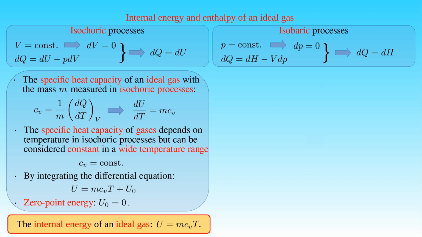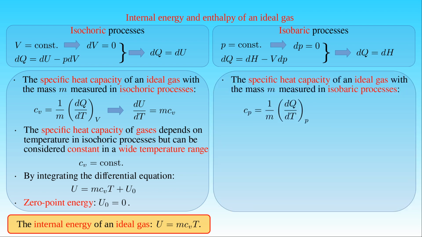The specific heat capacity Cp of the gas measured in isobaric processes is defined by 1 over the mass m of the gas, times the derivative of the heat Q absorbed by the gas with respect to its absolute temperature T for a constant pressure. By substituting this result into the first law, we obtain a differential equation for the enthalpy of the gas. That is the derivative of the enthalpy H of the gas with respect to its absolute temperature T is equal to the mass m of the gas, times its specific heat capacity Cp measured in isobaric processes.